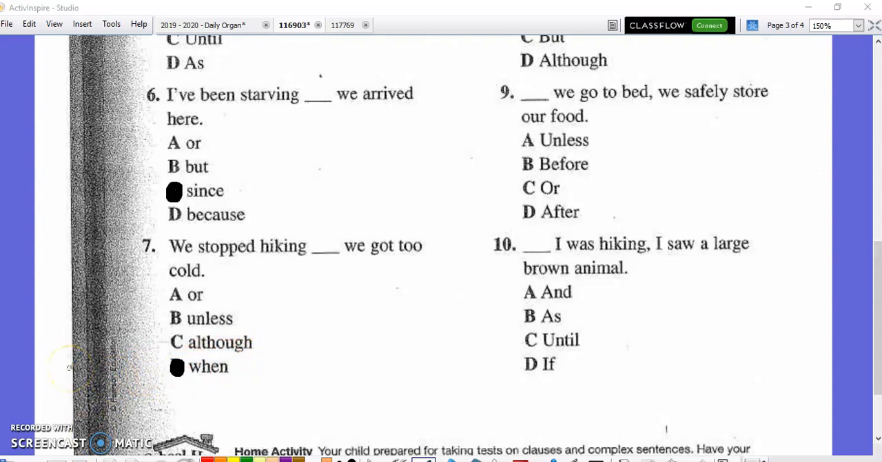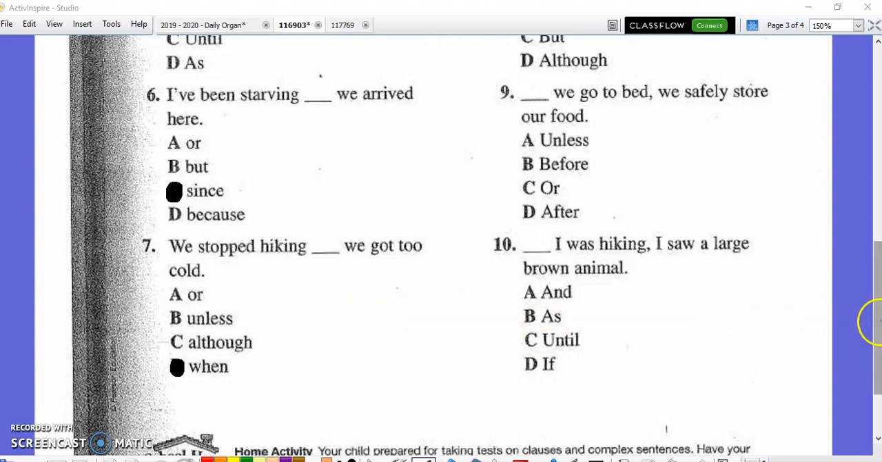D is the correct response. When would make the most sense. Even though other words like although, unless, and or can all be filled in to create complex sentences, when is the one that is most appropriate for number 7. We stopped hiking when we got too cold. The dependent clause would be when we got too cold, and the independent clause would be we stopped hiking.